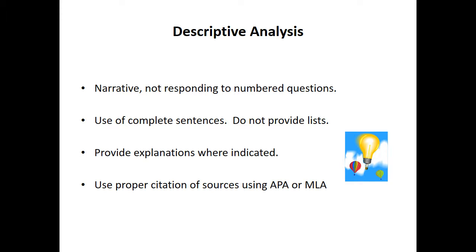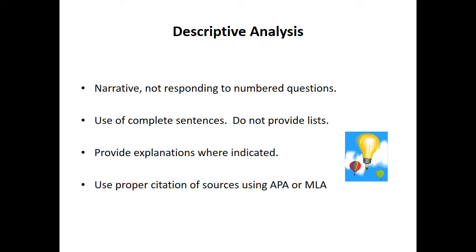You also need to use complete sentences. Do not provide lists. And also, as you will see later on, part of your grade is spelling and grammar. Also, in the descriptive analysis, provide explanations where needed. For an example, in part 5, it says evaluate the company's website. Offer 3 commendations and 3 recommendations and explain them. So there's an example. You're not going to provide lists.